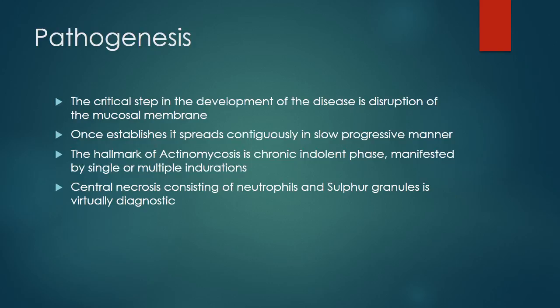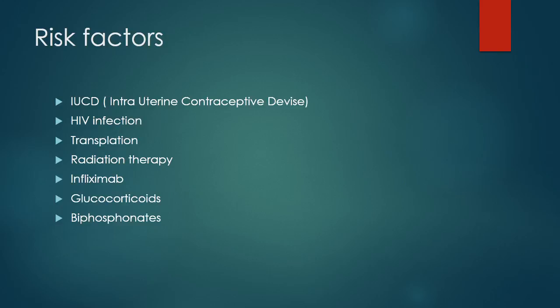With actinomycosis, we have to remember one thing. Sulfur granules are present in the discharge. How do they look? They look like yellow colored particles within the discharge. That is the characteristic feature of actinomycosis. What are the risk factors for developing actinomycosis?